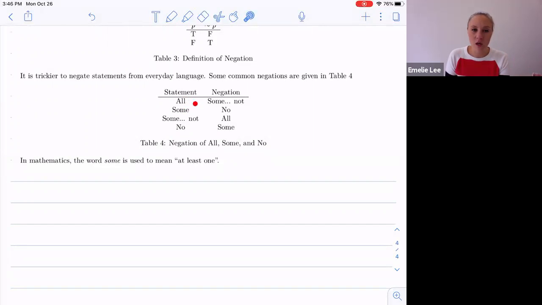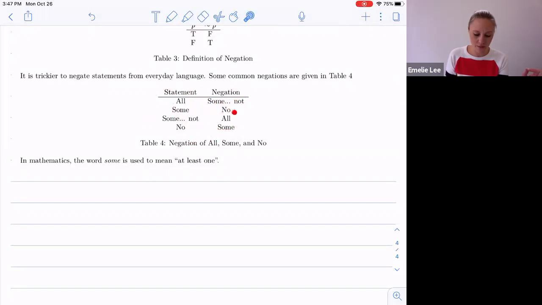If the statement has all in it, you're going to negate it by saying some not. All students are in this class. Some students are not in this class is the negation. That's not necessarily where my mind goes if I have to negate all, but it is technically what the negation is. So you'll definitely want to have these handy somewhere when you're working on these problems.